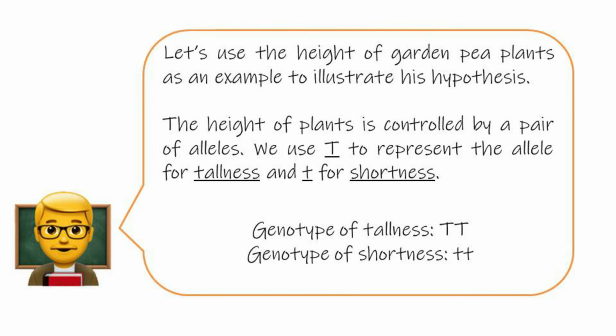Mendel proposed a hypothesis to explain the results of his breeding experiments. We're going to use the height of garden pea plants as an example to illustrate this hypothesis. The height of plants is controlled by a pair of alleles. We use capital T to represent the allele for tallness and lowercase t for shortness. The tall parent possesses 2 tall alleles, while the short parent possesses 2 short alleles. Their genotypes are represented by 2 capital letter T's and 2 small letter t's, respectively.